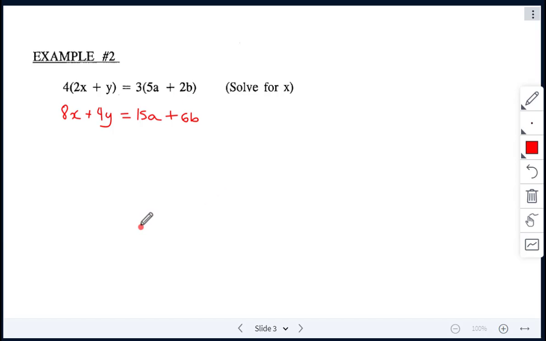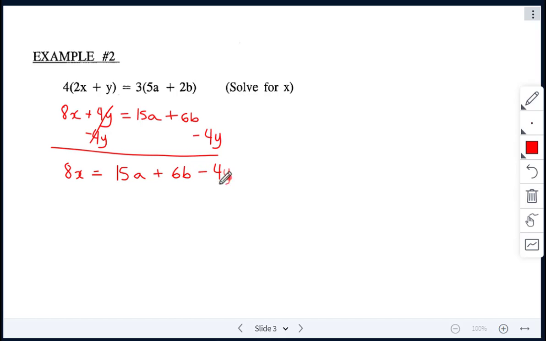All right, so now notice where x is, because we're solving for x. X is on the left-hand side. So we have 8x plus 4y. Our first thing here would be to subtract the 4y, so subtract 4y on both sides of the equation. And there's no other y here, so we can't collect any like terms. So we're left with 8x is equal to 15a plus 6b minus 4y.